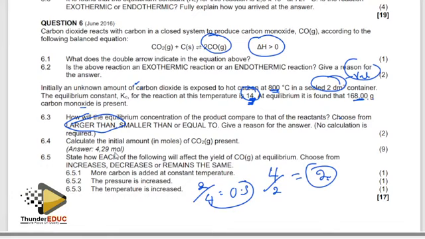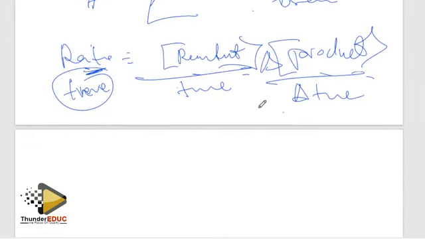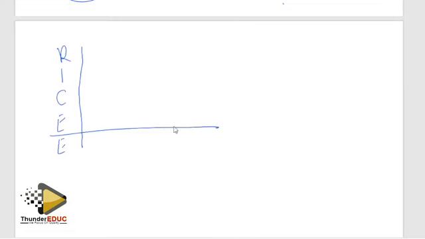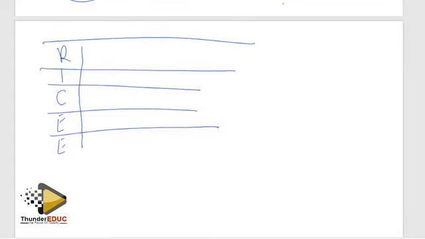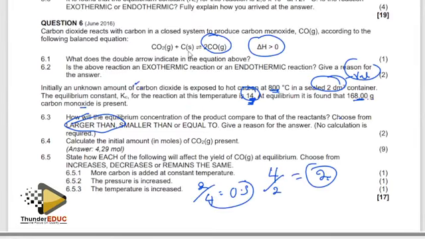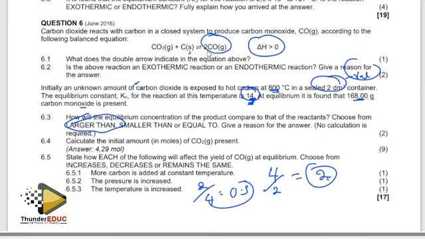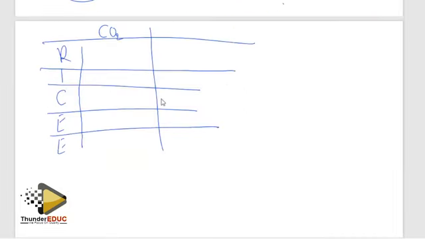So in this case, what are you going to do? You have to use the ICE method, and then we are able to get everything here. So let's go to the elements. What do we have? This is a gas, this is a solid, so I don't include this because it is a solid. We don't include solids and liquids in the chemical equilibrium. So I'm gonna have carbon dioxide, and then I'm gonna have carbon monoxide.